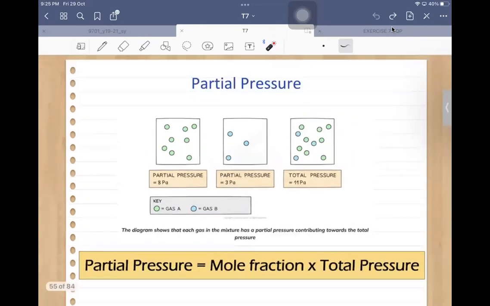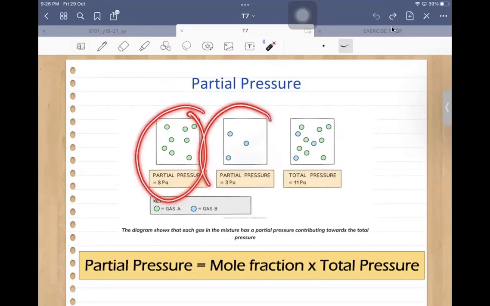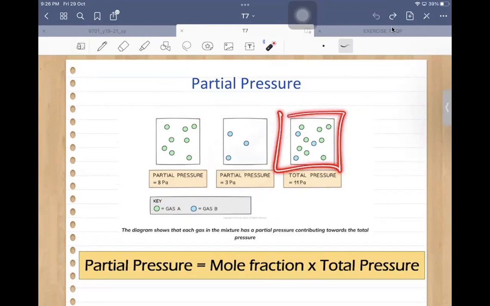So this expression or formula will be useful for you to apply later on in questions, but the most important thing is that partial pressure A plus partial pressure B is equal to the total pressure you have in that container. If you have three gases, partial pressure A plus partial pressure B plus partial pressure C is equal to the total pressure in that container.